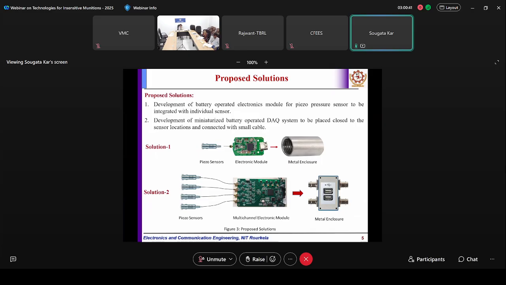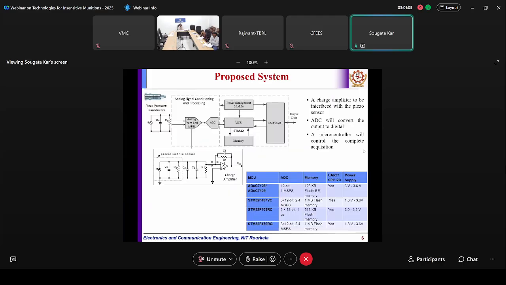Then through USB you can collect the data, or we can have any other data retrieval mechanism. So there are 2 solutions: one is the single sensor and module, and the other is a multi-channel system. These 2 solutions we are proposing in this proposal. Mostly in this proposal, we want to develop the electronics module.